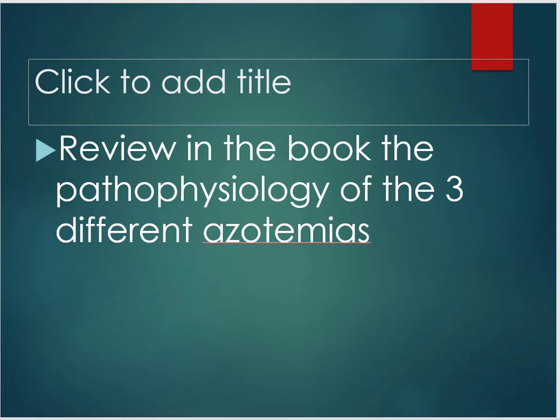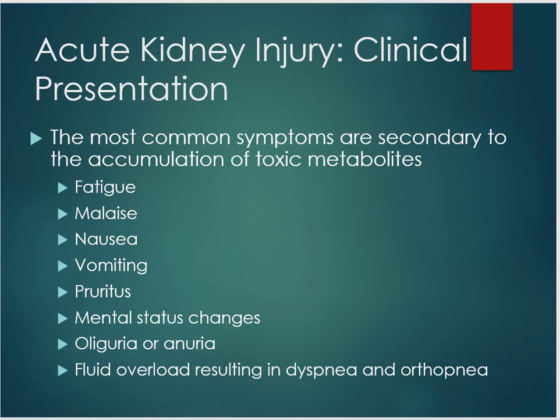We are not going to go over the pathophysiology of these three different types of azotemias, but I encourage you to look in the book on pages 628 and 629 for the patho of the three different types. So you have a patient that presents and you're concerned for acute kidney injury. Some of the most common symptoms that you may see are going to be secondary to the accumulation of the nephrotoxic metabolites. And so symptoms may include fatigue, malaise, nausea, vomiting, itching, mental status changes, especially in our older population, oliguria or anuria, and then fluid overload resulting in shortness of breath or orthopnea.